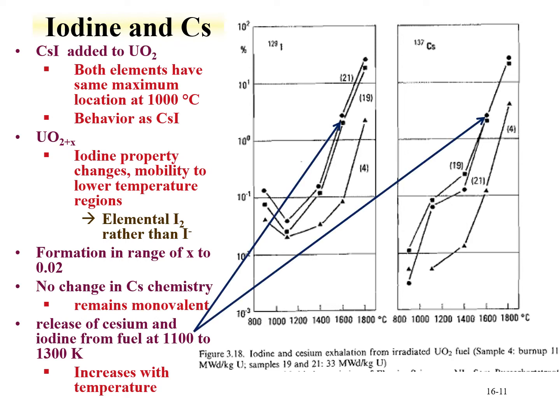What also was examined is that the release of cesium and iodine from fuel increases with temperature. So if we look over here to temperature, and the relative amount of iodine and cesium released from fuel, we get a behavior that seems to go down and then spikes as temperature goes above 1,000 degrees. And this decrease is not observed for the cesium, but the continual increase above 1,000 degrees is shown for both of these elements.